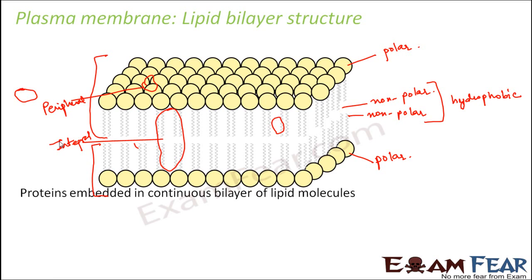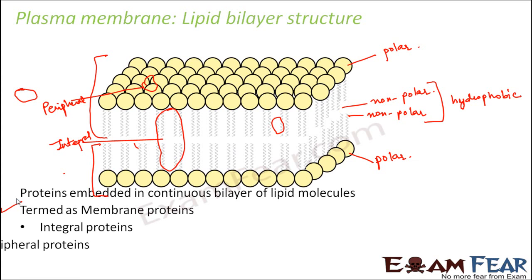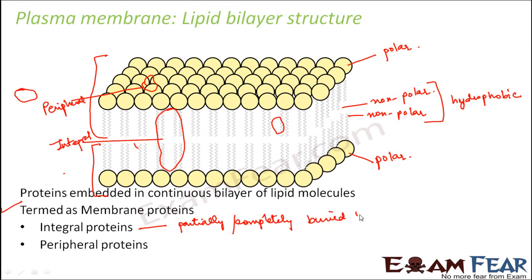Right? So proteins are embedded in a continuous bilayer of lipid molecules. That is what I said just now. These proteins are also known as membrane proteins because they are present in the plasma membrane. Two types of proteins, integral proteins and peripheral proteins. Integral proteins are buried in the membrane, partially or completely buried in the membrane, whereas peripheral proteins are present on the surface of the membrane.